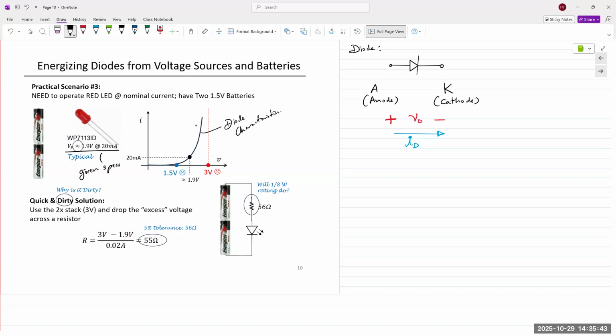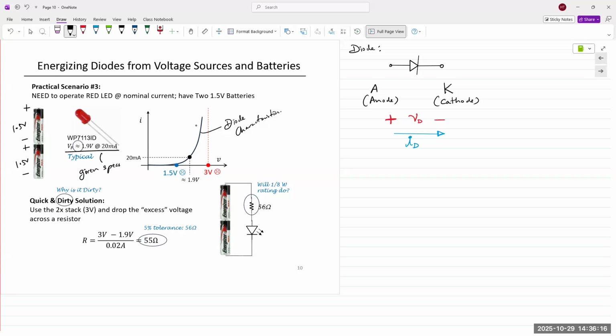Okay, so the LED characteristics look like this. Because it can only take a maximum of 20 volts, 20 milliamps, we don't want to exceed that current. So the question here is, if you have two batteries connected in series, which means we have a total of 3 volts available to us, how can we step down the 3 volts to 1.9? And how can we limit the current?